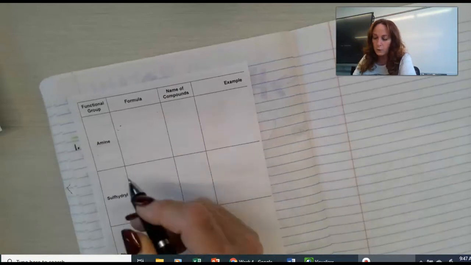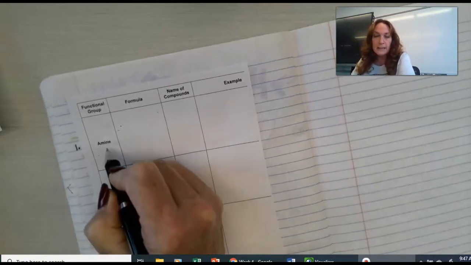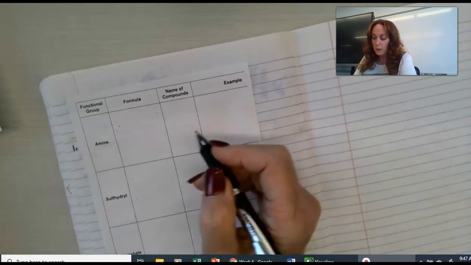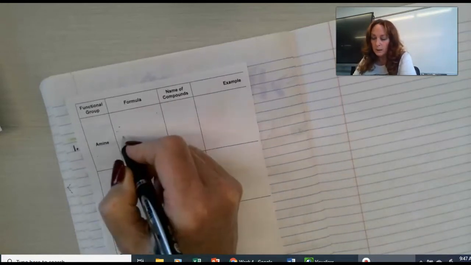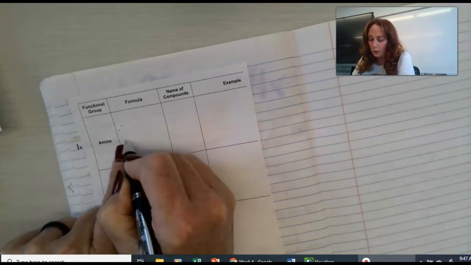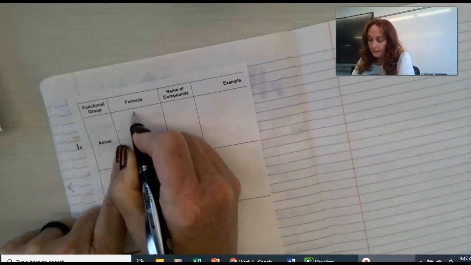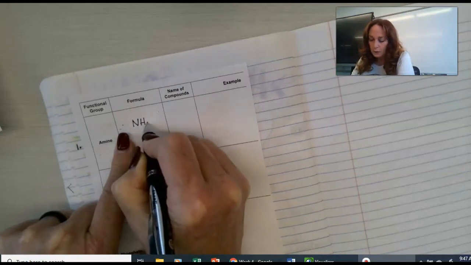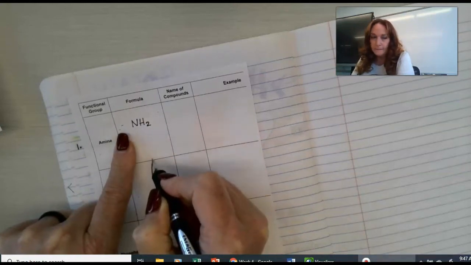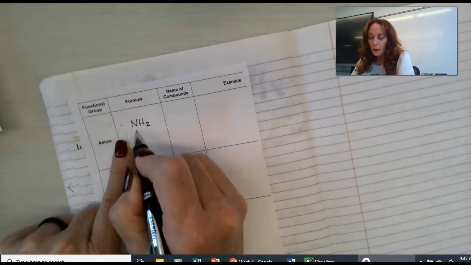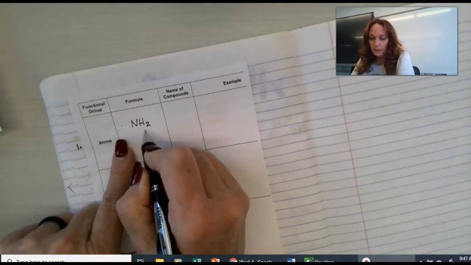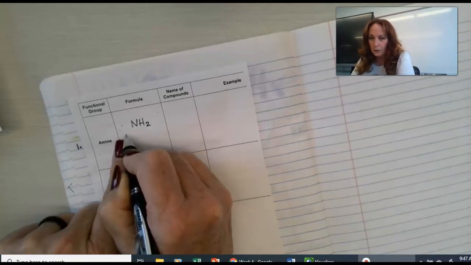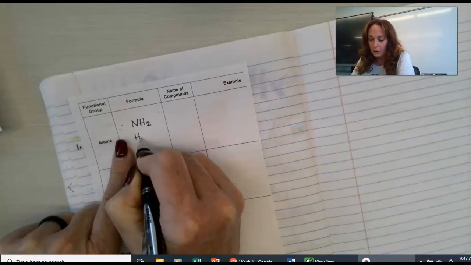Okay, so the first one we're going to talk about is an amine group. Sometimes it's also called amino. The formula, what I'm going to put, is it's known for being NH2. You want to always remember that depending on where it is on the molecule, it can be written the other way around too. So it could be H2N.